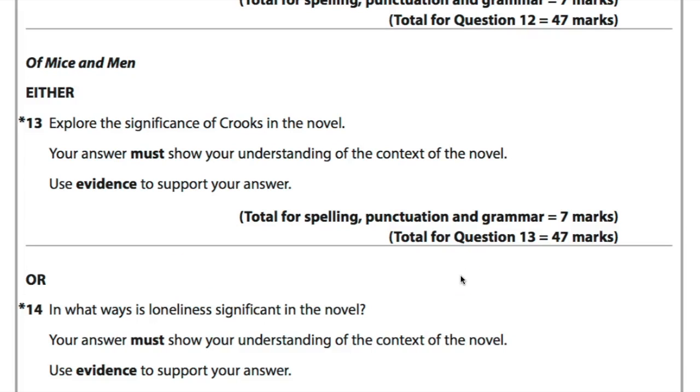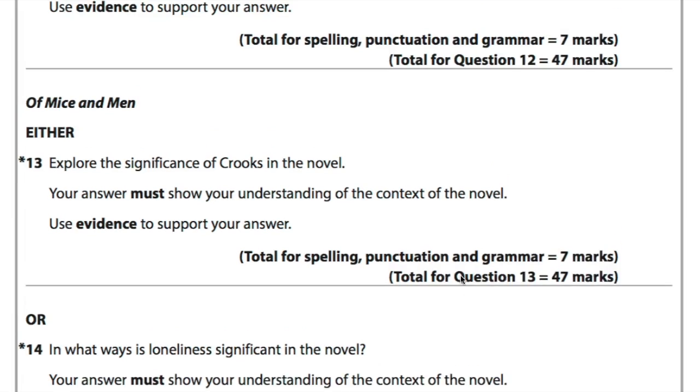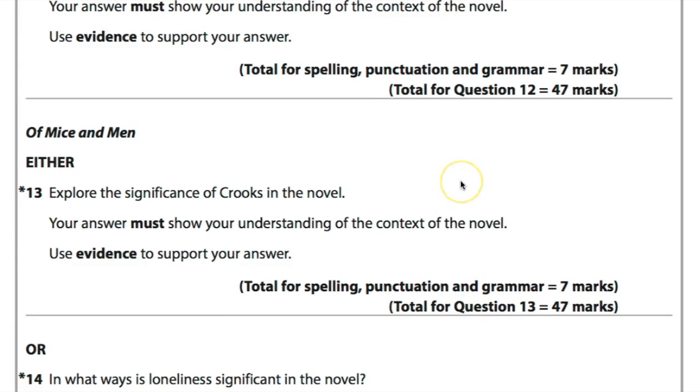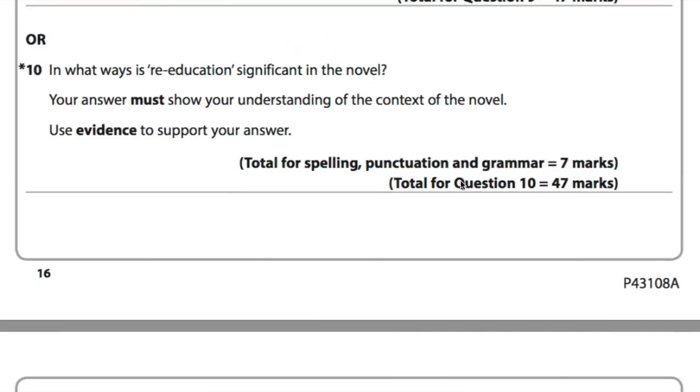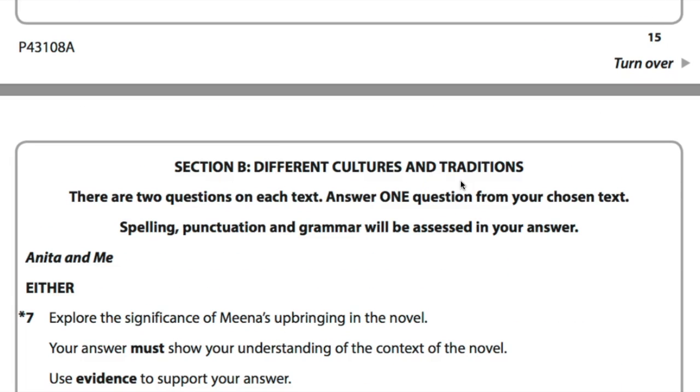So for this final section, we're now going to be looking at the Section B part of your exam paper, and this is the section on different cultures and traditions. There are 2 questions on each text. Answer one question from your chosen text. Spelling, punctuation and grammar will be assessed in your answer.